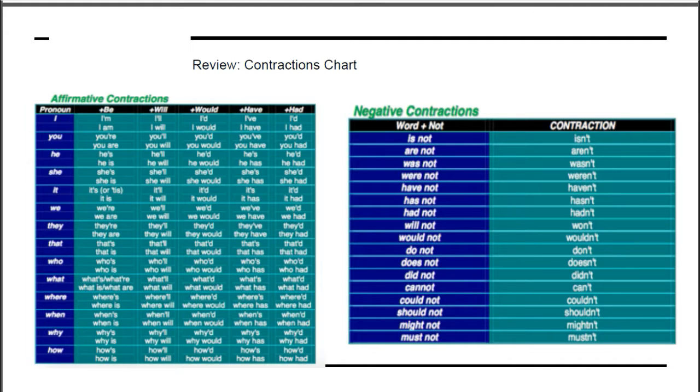Here is a review of different contractions. On the left side of the chart, there is a word: I, you, he, she, it, etc. And then there's another word going to the right: be, will, would, have, had. You can join these two words to form a contraction. For example, I am becomes I'm. You take away the A and add an apostrophe to make it one word. You can review the other contractions on your own.